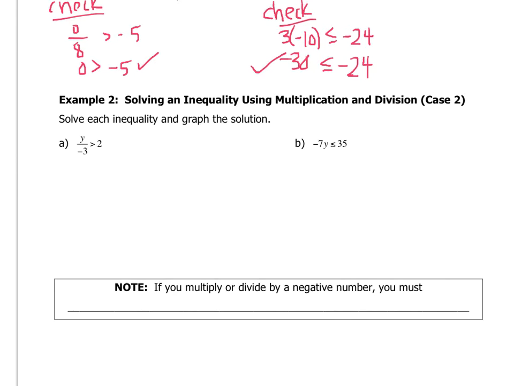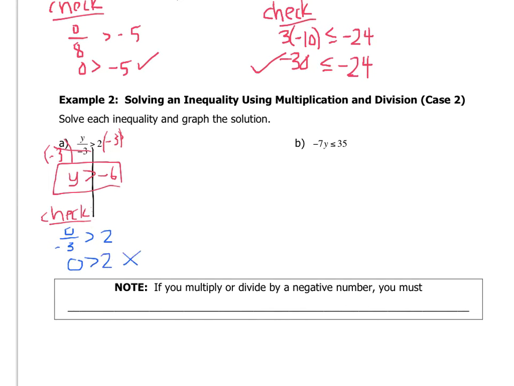So if you follow the steps, I would drop a line, and then multiply both sides by negative 3. And so I'd get y is greater than negative 6. And I'd circle it and check it. So greater than negative 6, well, 0 is greater than negative 6, so I'll plug in 0. And then when you do that, 0 divided by negative 3 is 0. That's not true. So then you say, what?